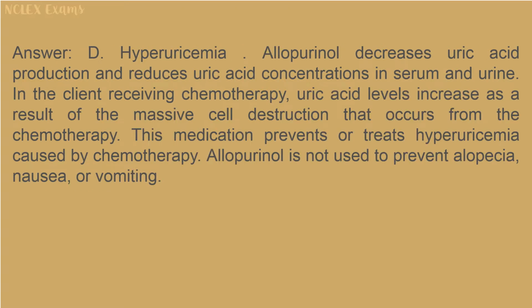Answer: D. Hyperuricemia. Allopurinol decreases uric acid production and reduces uric acid concentrations in serum and urine. In the client receiving chemotherapy, uric acid levels increase as a result of the massive cell destruction that occurs from the chemotherapy. This medication prevents or treats hyperuricemia caused by chemotherapy. Allopurinol is not used to prevent alopecia, nausea, or vomiting.